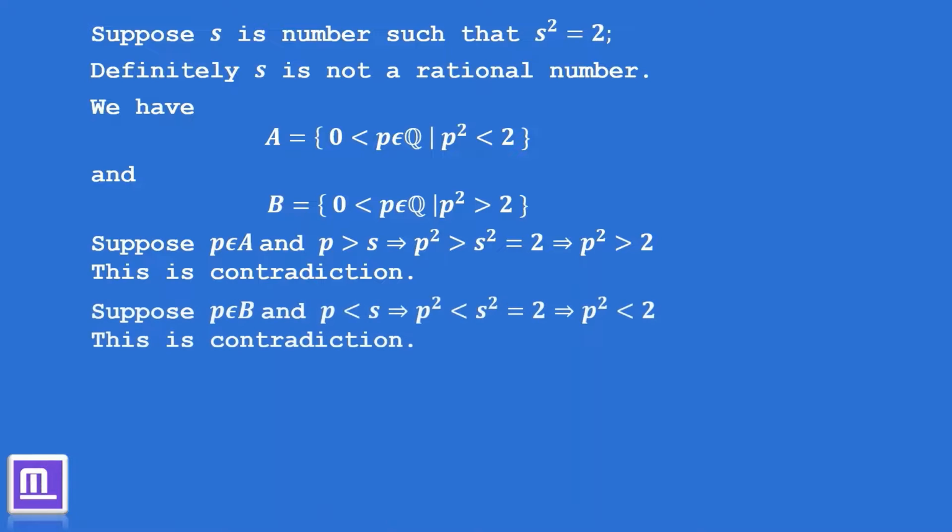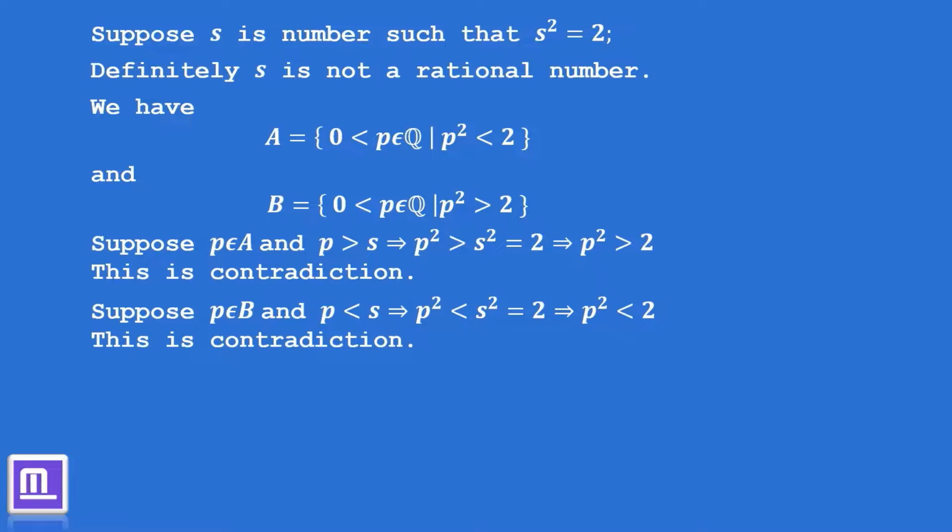If we consider any element p in B and p is less than s, then definitely it will lead us to a contradiction, because p square is less than s square and s square is equal to 2, so p square is less than 2. Again, if p square is less than 2, then p is not allowed in the set B, but p is in the set B. So this is definitely a contradiction.